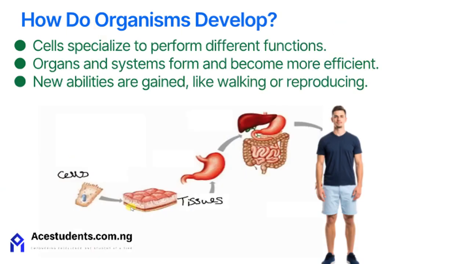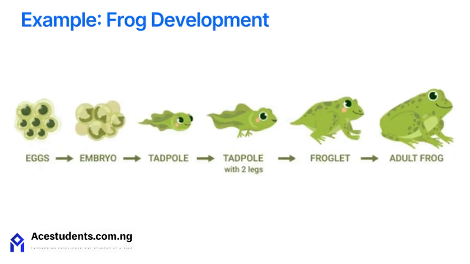Development involves cells changing into specialized roles. It also includes forming complex systems, like the nervous system. A frog starts life as an egg. It hatches into a tadpole, then grows legs, loses its tail, and becomes a fully developed frog.